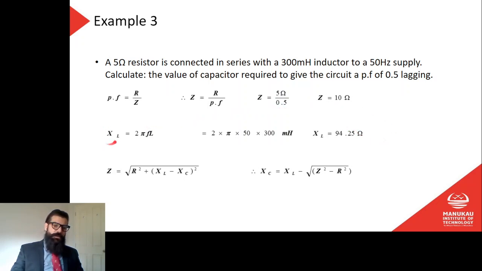Okay, so then let's have a look at what's our current reactance. XL equals 2 pi FL. So 2 times pi times 50, because that's my F, my frequency, times 300 millihenries. Remember, we're going to convert that, so it's going to be 0.3 henries, or 300 times 10 to the negative 3, if we want to do it like that, equals 94.25 ohms. That's my current inductive reactance.